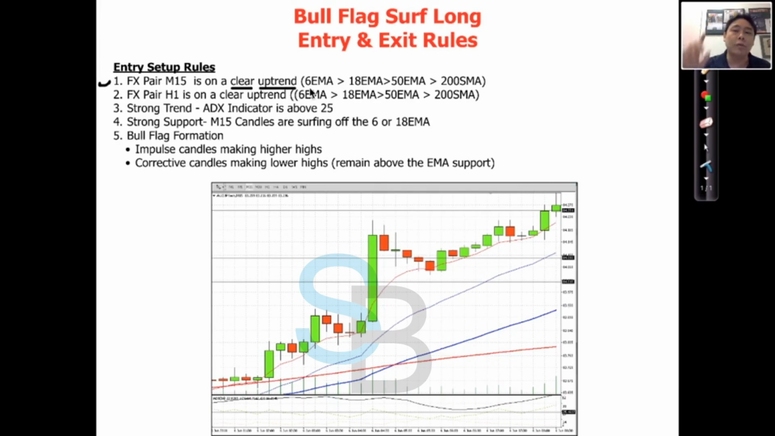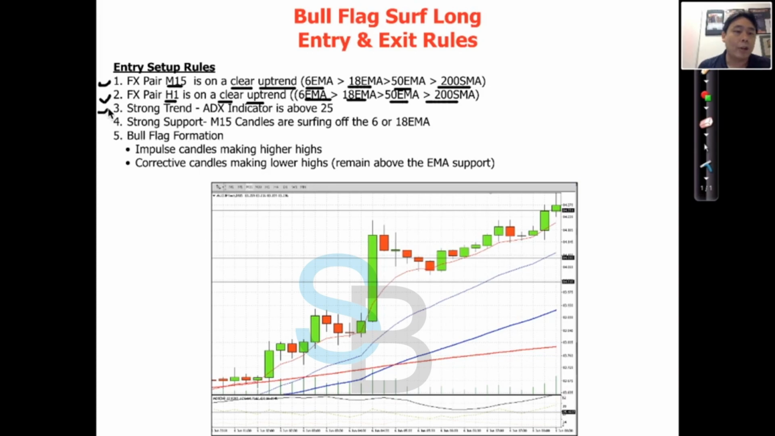First rule, number one, we want to see that the pair is on a clear uptrend. So again, you have to see the moving averages in sequence: 6 EMA above 18, 18 above 50, 50 above 200. And like all other strategies, whenever we're trading on a certain time frame, like I'm trading on the 15-minute time frame, you always want to check one time frame higher to ensure that the higher time frame is aligned to the lower time frame. So once I see that the 15-minute is on a clear uptrend, I also want to ensure that the H1 candles, the hourly candles, are also on the same clear uptrend pattern. That's really, really important.